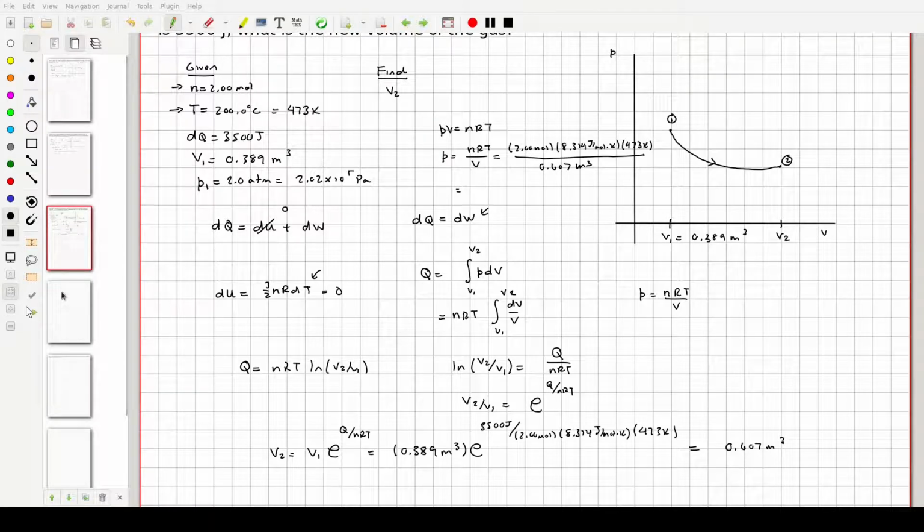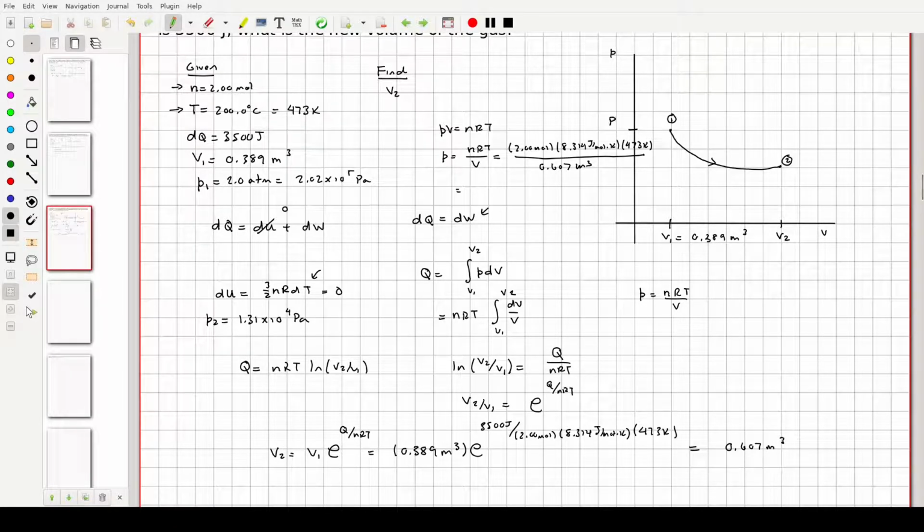And so I see P2 being about 1.31 times 10 to the fourth pascals. So as you can see, our initial pressure was about 2 times 10 to the fifth. Our final pressure is about 1.5 times 10 to the fourth, so it decreases.